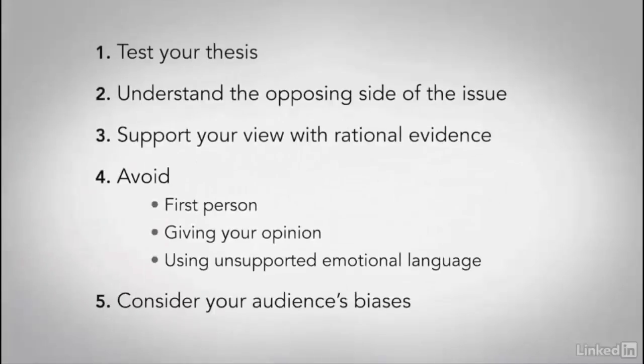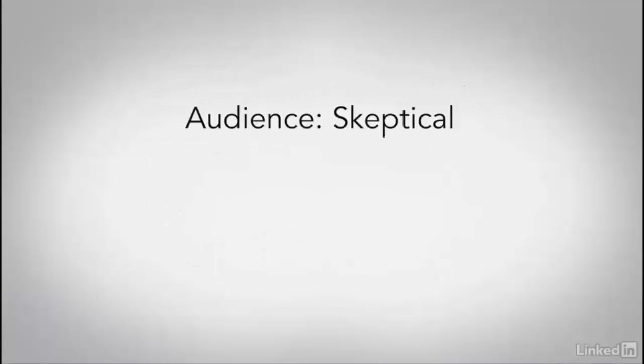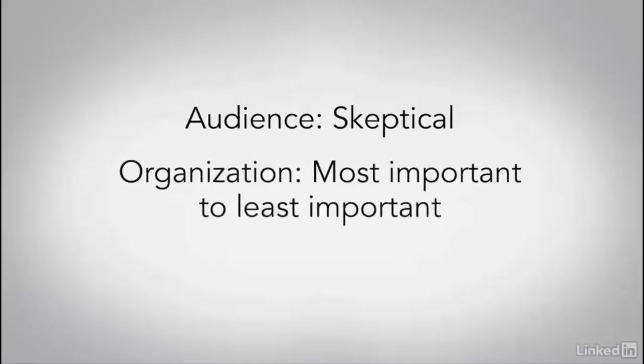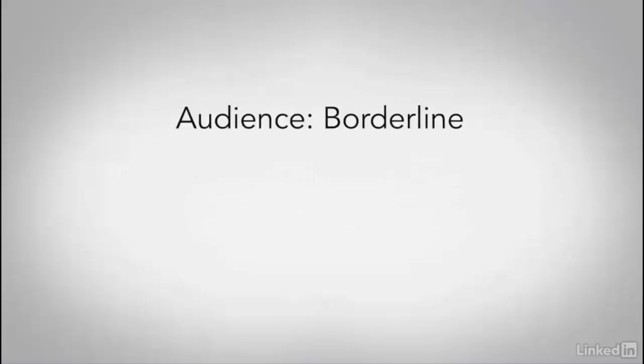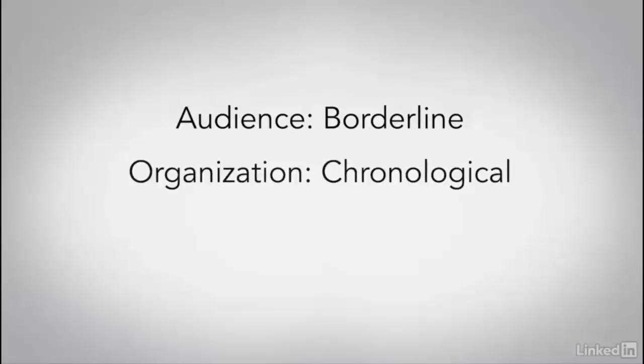Finally, consider if your intended audience has any biases. Knowing that information will help you decide on your organizational plan. For example, if you're trying to persuade a highly skeptical parent-teacher organization that cursive should not be taught, you might begin with your strongest argument, the most important to least important pattern. If your audience is composed of those who are borderline on whether to support the Common Core standard of removing cursive from the curriculum, you might begin with a chronology of cursive, perhaps to show that its original purpose is no longer valid.